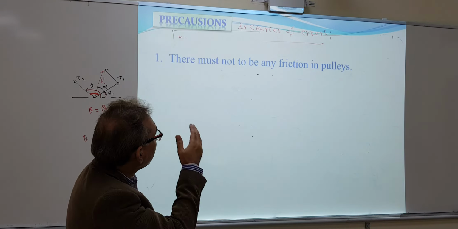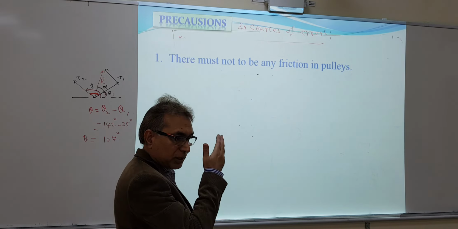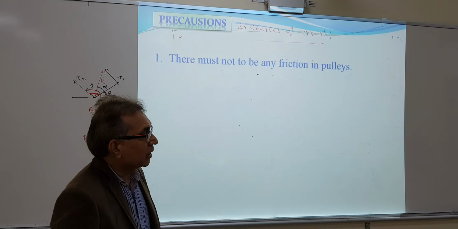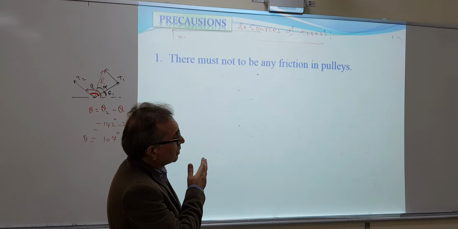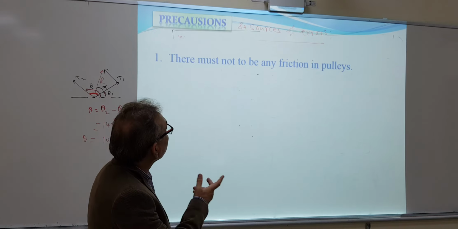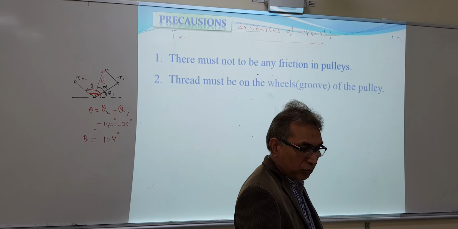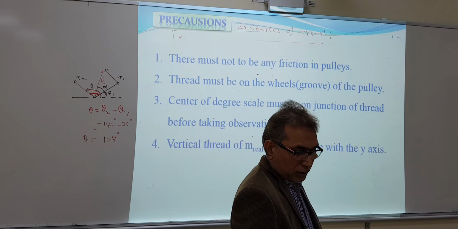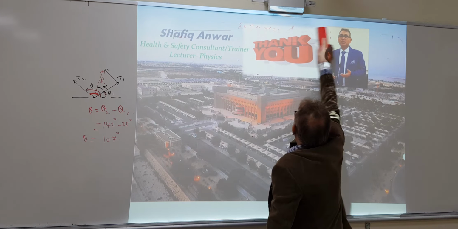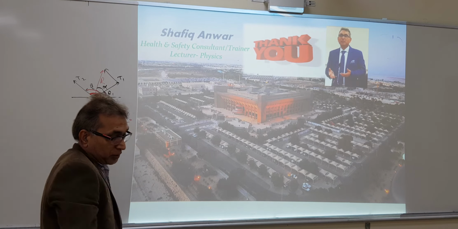And similarly, if the vertical y-axis of the degree scale is not coinciding with the vertical thread of the unknown mass, you will have a big error. Why? Because you have to take the angles with reference to the zero, the x-axis. So if you don't make these adjustments, you will have a big source of error. So you have to look for these precautions. That's all about the theory part of your experiment.